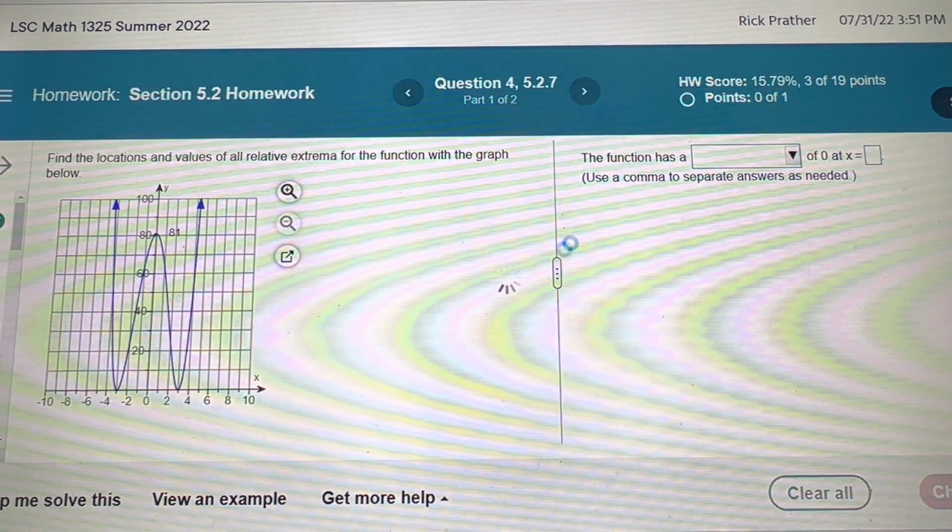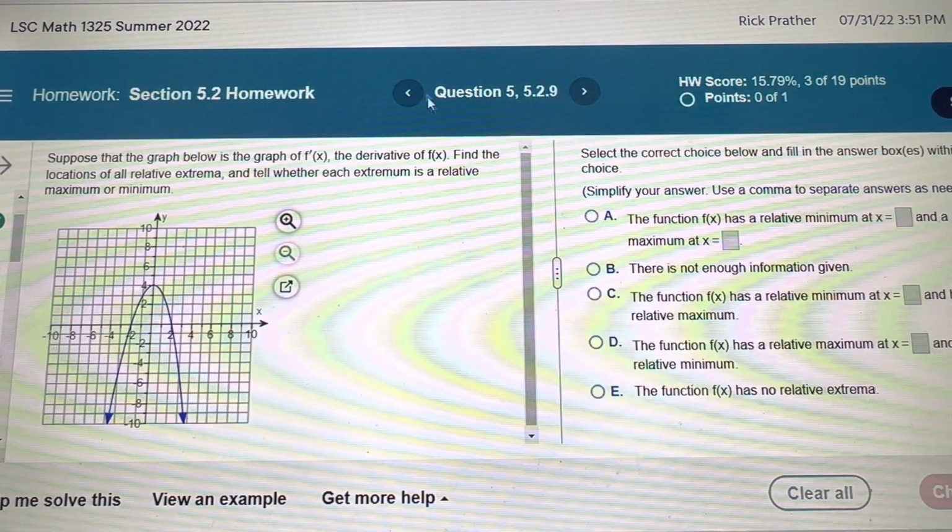So I'll let you do that one. It's very similar, just going to have multiple ones.